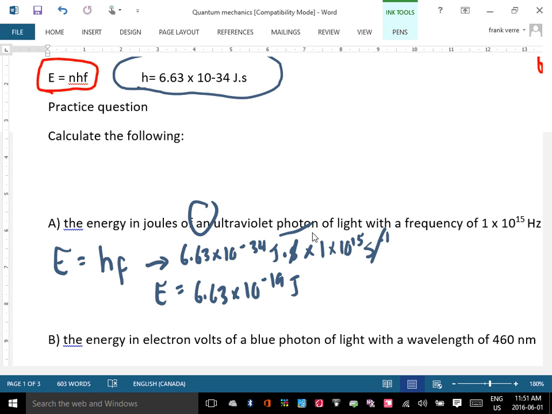Now, do you guys know what a photon is? What is a photon? Yeah, we'll call it a particle of light, okay? Because light is actually considered a wave, and it's also considered a particle, okay? And we'll talk about that in a sec. N is 1, because we're talking about one photon. So N is 1. Okay? Good question.